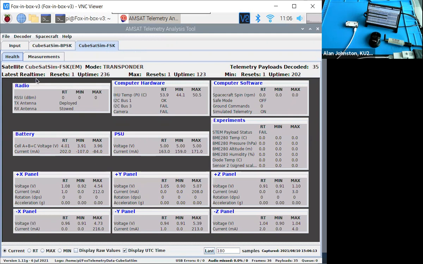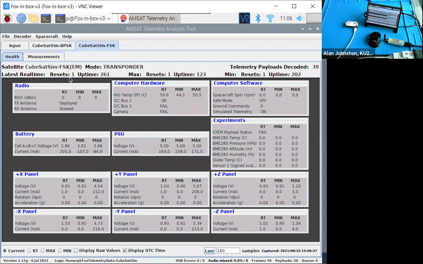So the first thing it says is latest real time. So this means that the telemetry that's getting displayed is in real time. It's the latest value that's been sent from the CubeSat. Resets. So this is a count of how many times the CubeSat has actually rebooted.